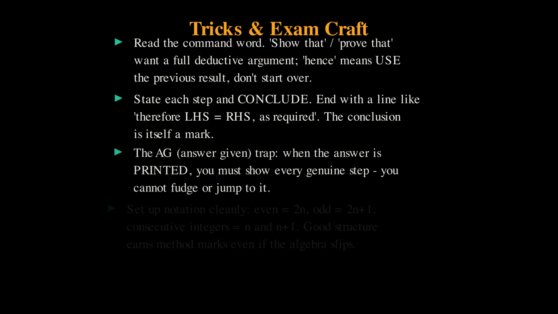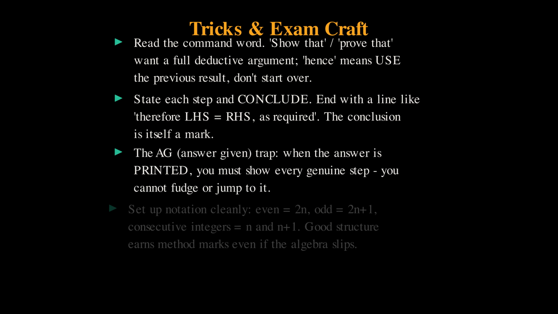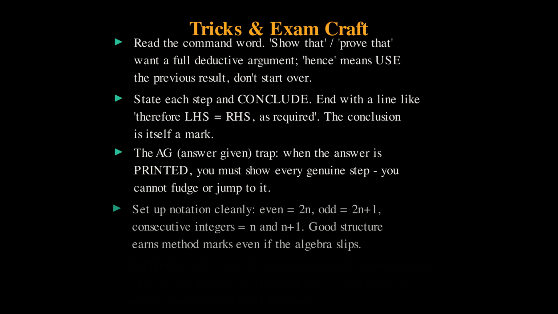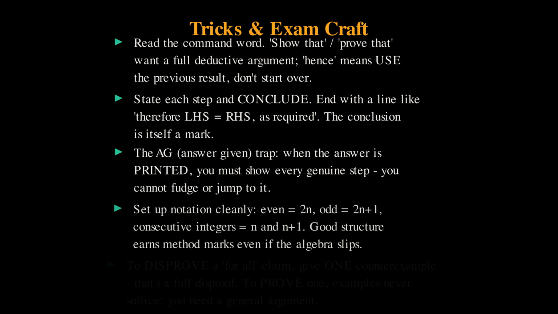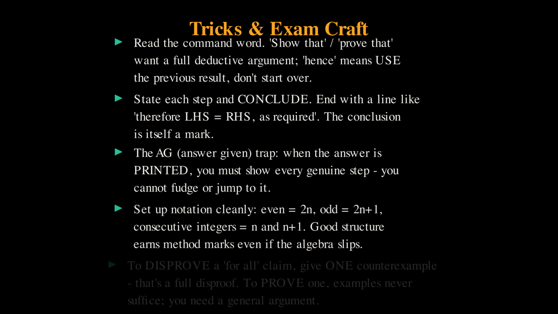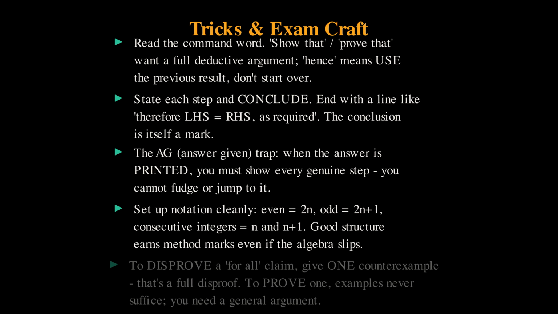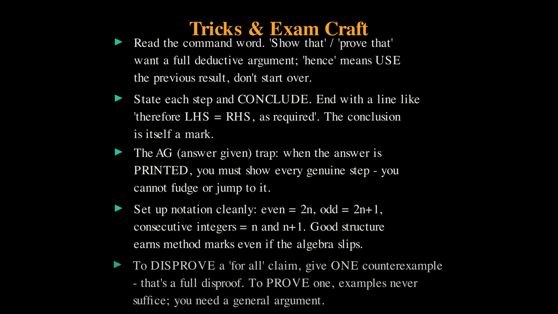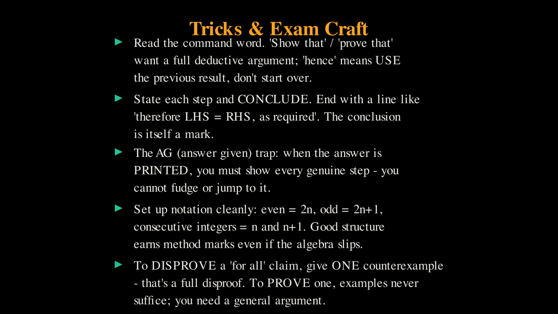And fourth, set your notation up cleanly. Even is 2n, odd is 2n plus 1, consecutive integers are n and n plus 1. Clean structure earns method marks even if your algebra wobbles. And fifth, remember the asymmetry. To disprove a for-all claim, you give a single counterexample. But to prove one, examples are never enough. You need a general argument.